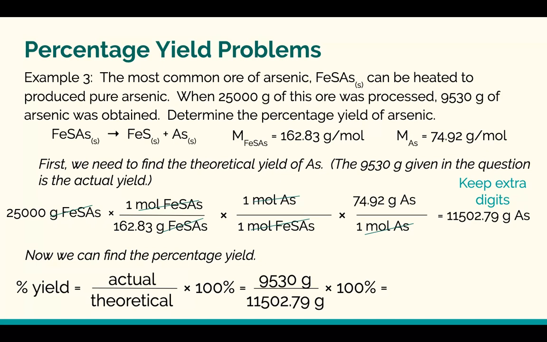So 9,530 grams divided by 11,502.79 grams times 100%. We get 82.849%. But if we look back at our calculation, that number 25,000 only had two significant figures. So our actual final answer is going to be that there was a percentage yield of arsenic of 83%.